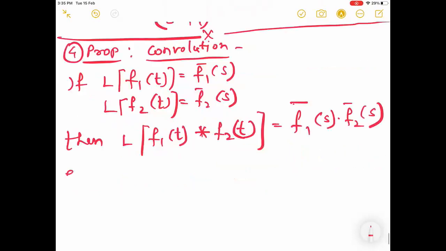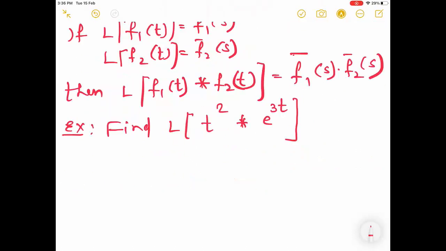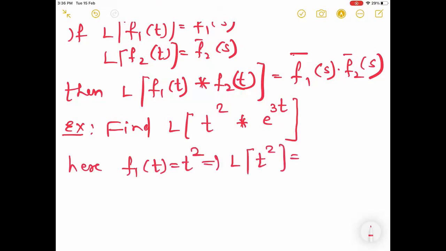For example, suppose again I want to find the Laplace transform of t square star e raised to 3t. These two are the functions, t square and e raised to 3t. So you should know the transform of t square and the transform of e raised to 3t. So here f1(t) is equal to t square. Tell me, what is its transform? What is the t square transform? 2 upon s cube.